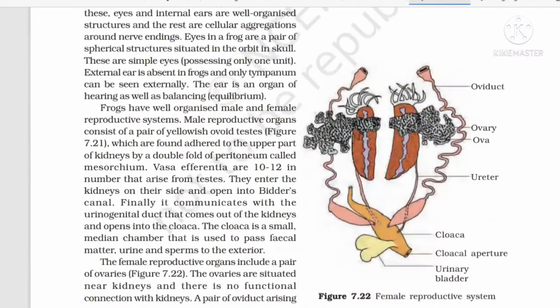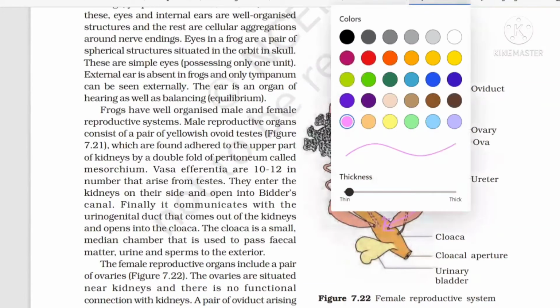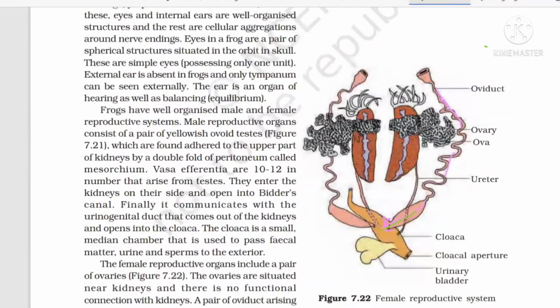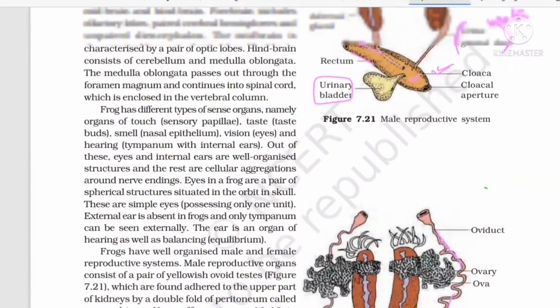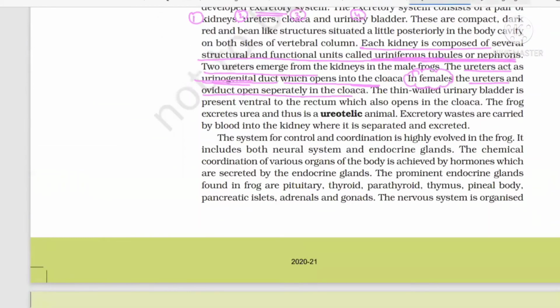In case of the female, see carefully. This is your oviduct. Check carefully. Oviduct is opening separately. There is a separate opening for the oviduct. See here, separate opening. And see, this is the ureter. This is also a separate opening. So in case of female, the ureter is known as ureter only. But in case of the male, we call the ureter a urinogenital duct. Why? Because it is carrying the gametes also. Up till here, clear, beta?